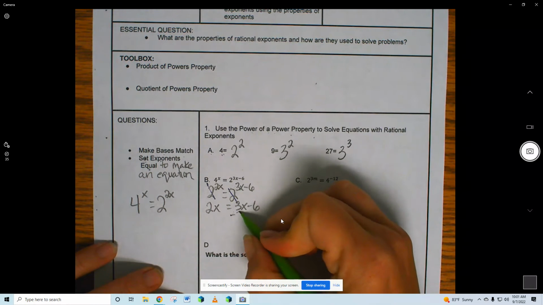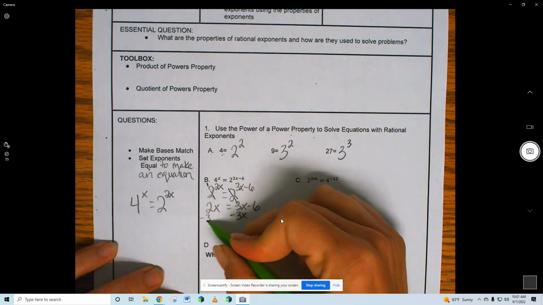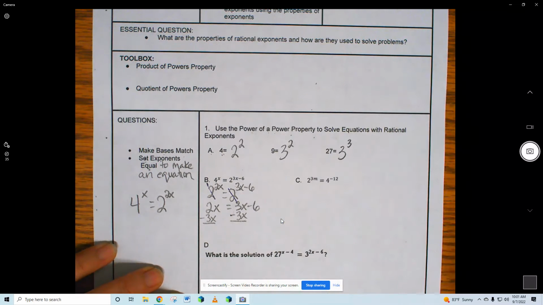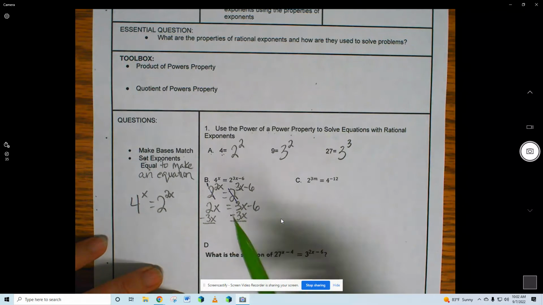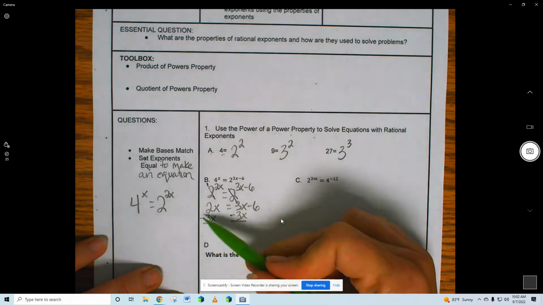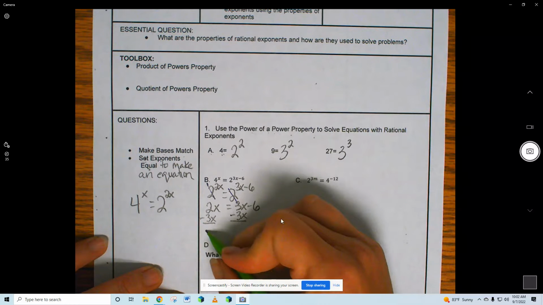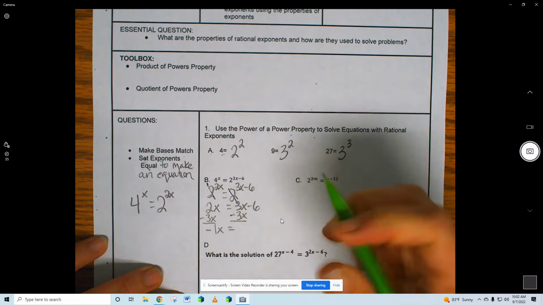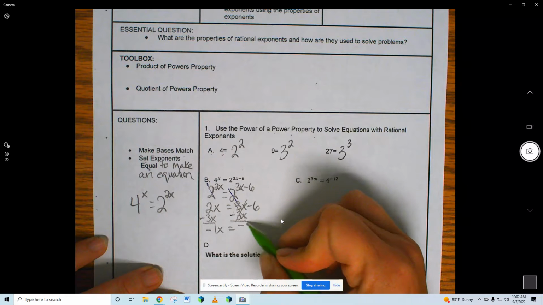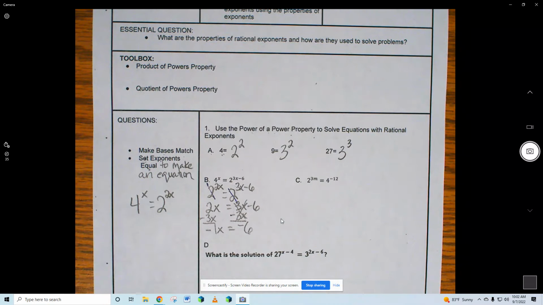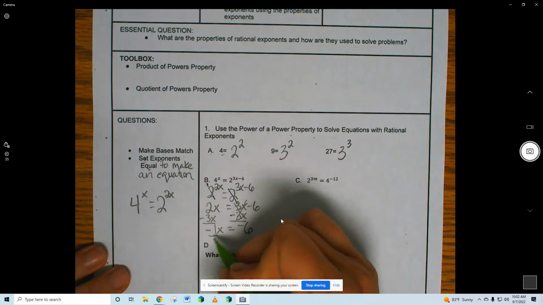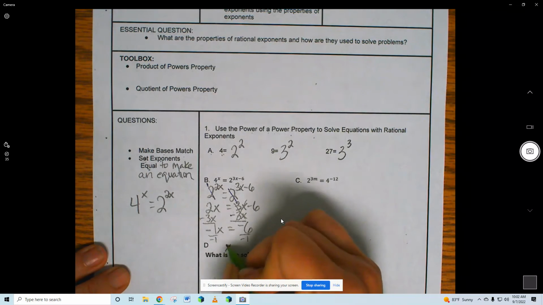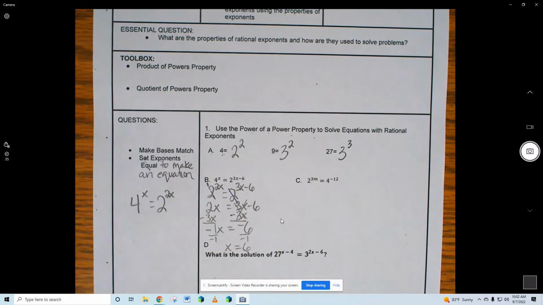Great. It's a positive 3x. Subtract 3x both sides. Both sides, BS. So 2x take away 3x. 2 minus 3. Negative 1x equals negative 6. And then get the x alone. Divide by negative 1. X equals 6. Awesome.